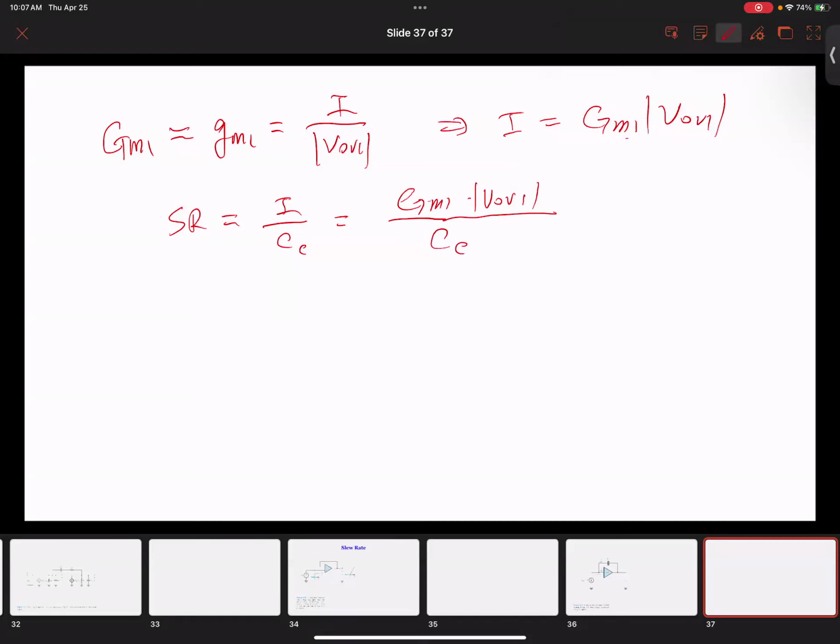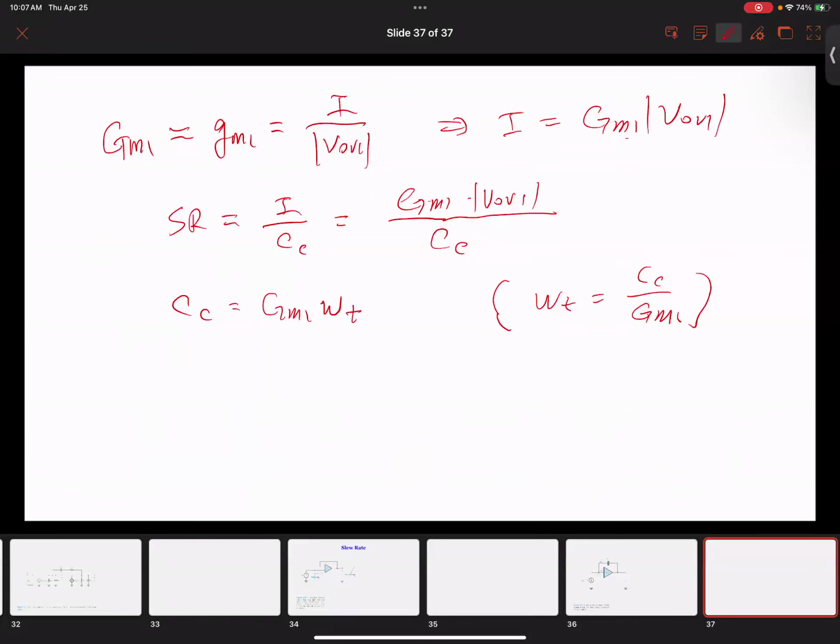And also from the previous equation, we could replace CC. That was in the definition of the unit gain. I think we got the unit gain, which is equal to GM1 times WT. From this, the unit gain frequency was equal to CC over GM1. So this is what we get.